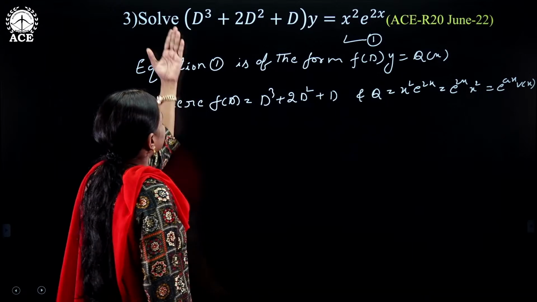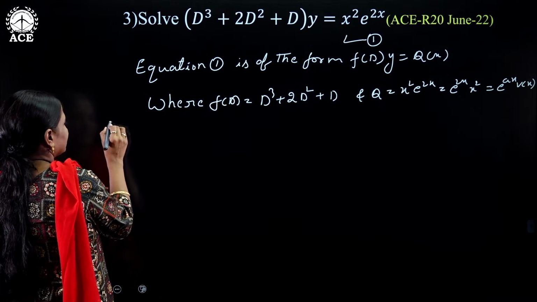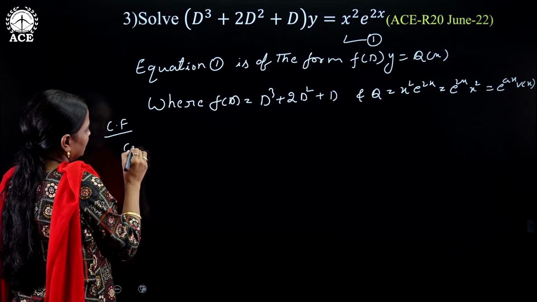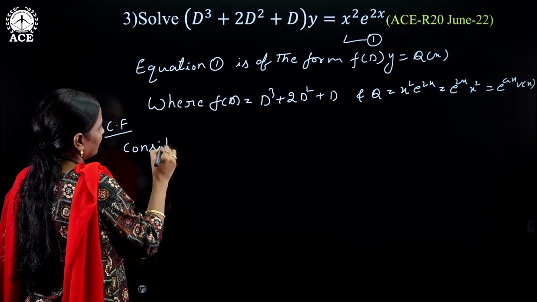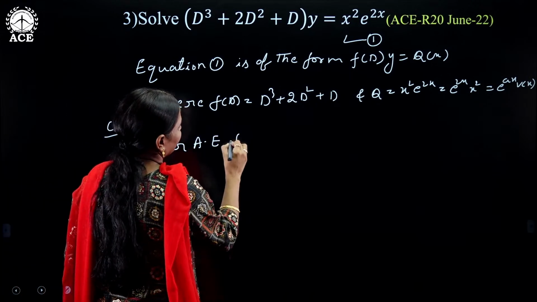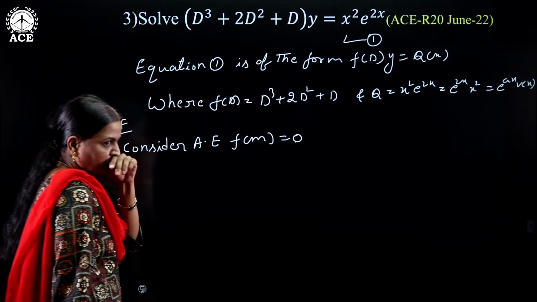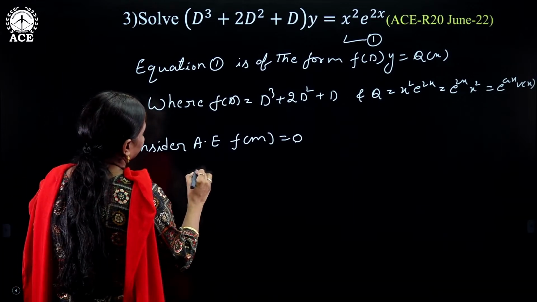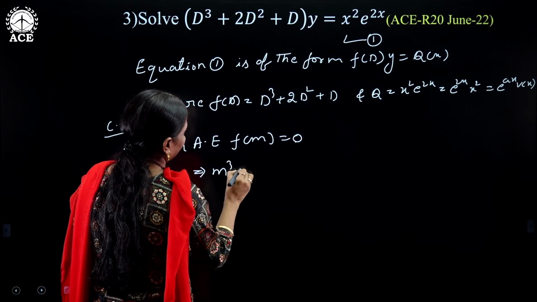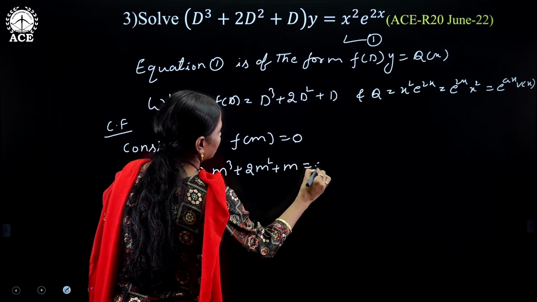So first here, this is the question, solve. Solve means find the general solution. So to find the general solution, first we have to write the complementary function. So what is the complementary function? First consider the auxiliary equation. Consider an auxiliary equation, that is F of m is equal to 0. What is F of m here? Just replace D by m in F of D, that is m cube plus 2m square plus m is equal to 0.